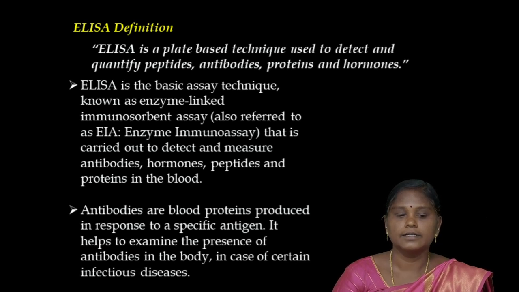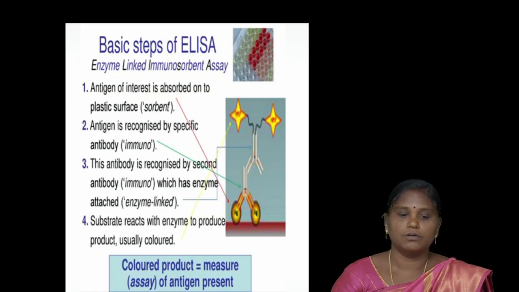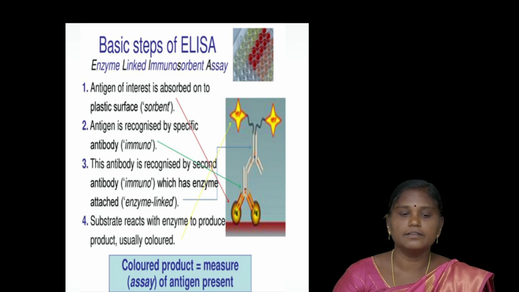That is, the antibodies present in the blood, the different types of hormones, peptides and proteins. The antibodies are blood proteins produced in response to a specific antigen. They help to examine the presence of antibodies in the body in case of certain infectious diseases. So what are the antibodies? They help to examine certain infectious diseases. This slide is going to tell about the basic steps of ELISA.